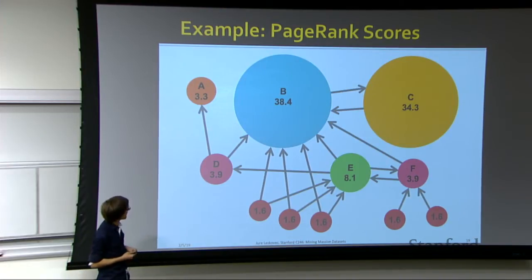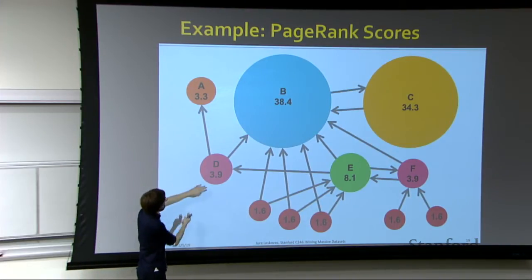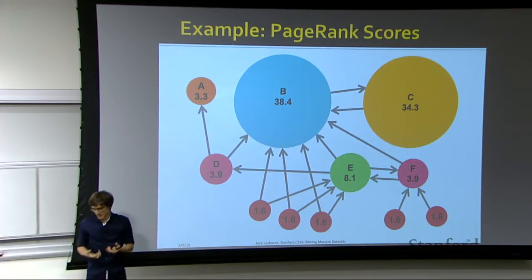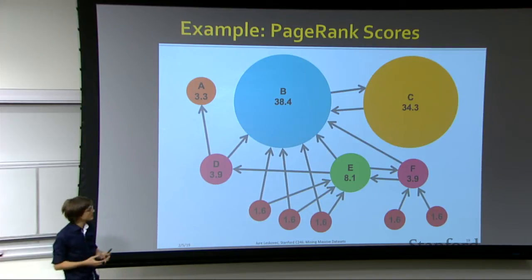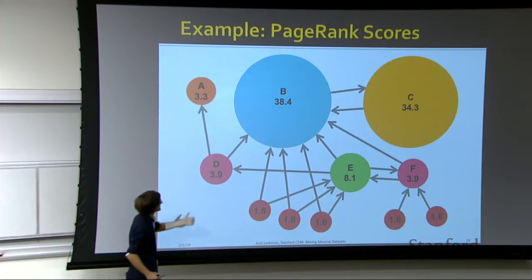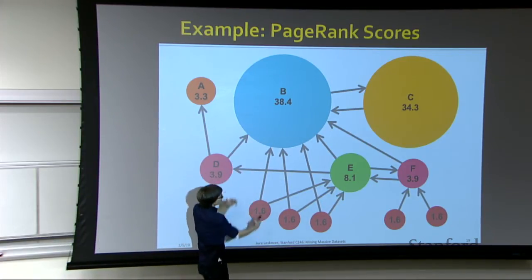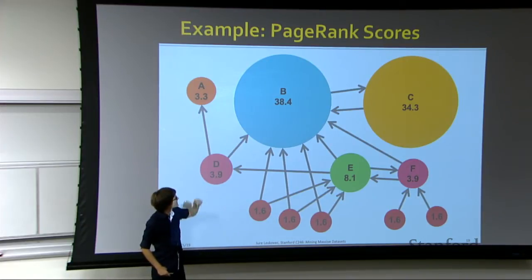Here is a real graph where the size of the circle or the number is proportional to the PageRank score of the node. And the PageRank scores here, I made them sum to 100. I want to make some observations. For example, node B has a lot of importance because lots of other nodes point to it. Makes sense, right?